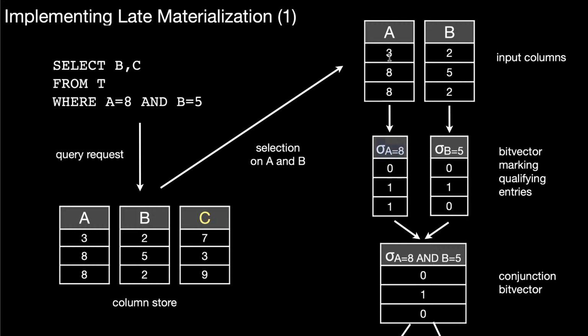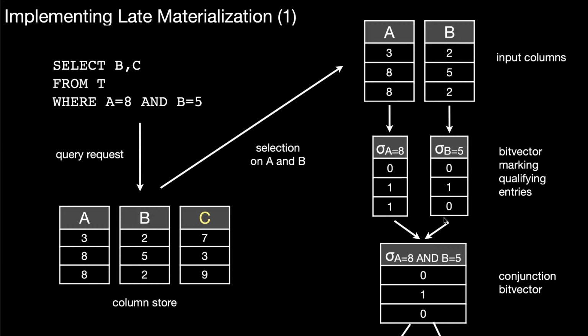Yeah? So for each entry in this A column, we record whether it qualifies under the given predicate. Yeah? So we record whether A equals 8. Well, that's obviously false, true, true. Yeah? So 0, 1, 1. And here we record whether B equals 5. Well, that must be false, true, false, obviously. And that's the result we obtain here.